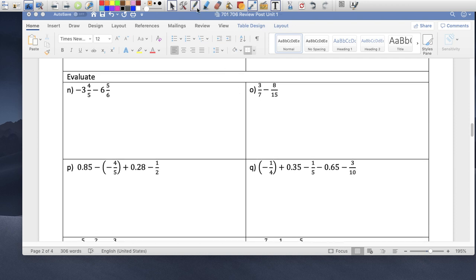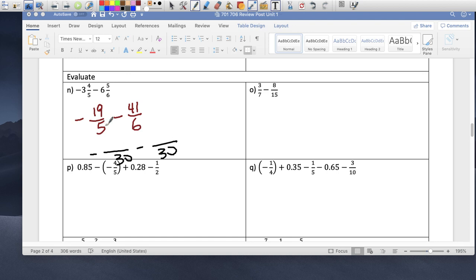I'm going to evaluate this, so we need to find a common denominator. It's going to be, let's change that to a mixed number. So it's going to be 3 times 5, 15, 19 over 5, negative, minus 36 plus 5 is 41, 41 over 6, negative, right? So we're going to do that. What's the common denominator here? The common denominator is going to be 30, so I'm going to change this to 30.